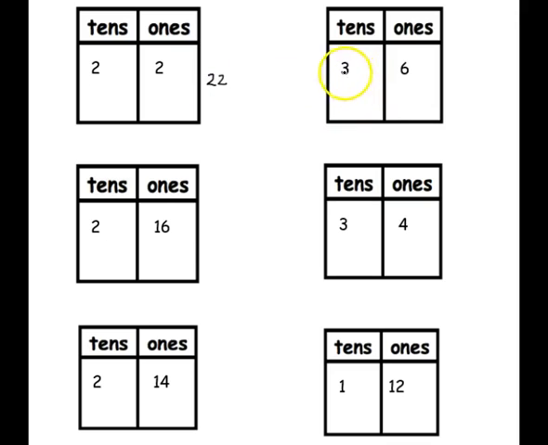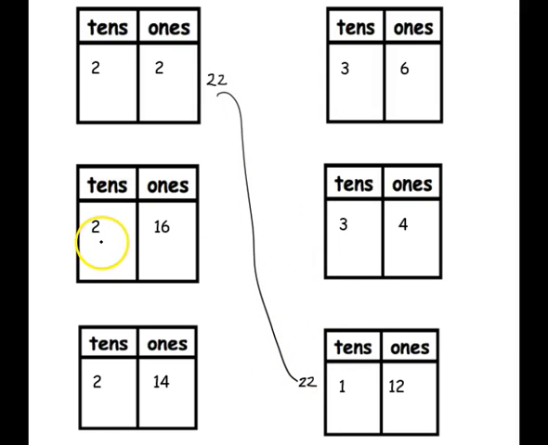The first box has 3 tens, so that won't work. The next box also has 3 tens, so I know that's too big. In the last box, I have 1 10 and 12 ones. When I combine 1 10 and 12 ones, I also get 22. So I know that those 2 boxes match each other.